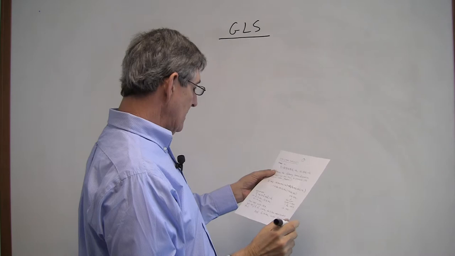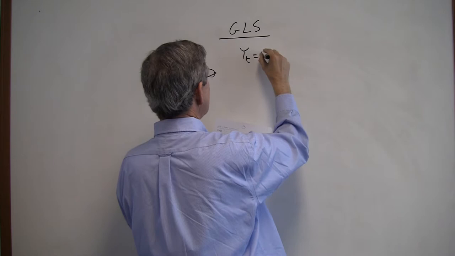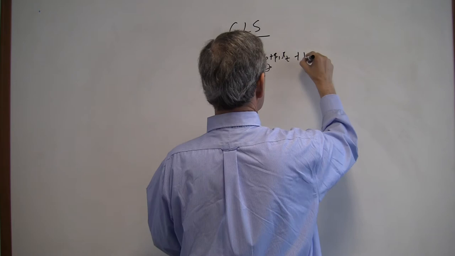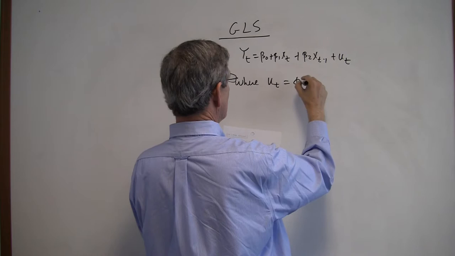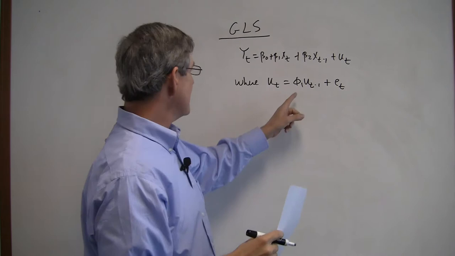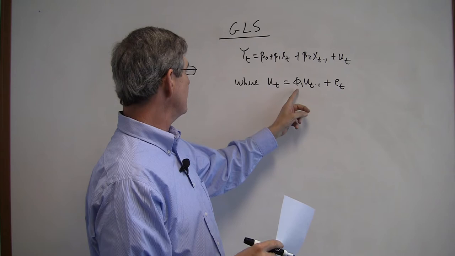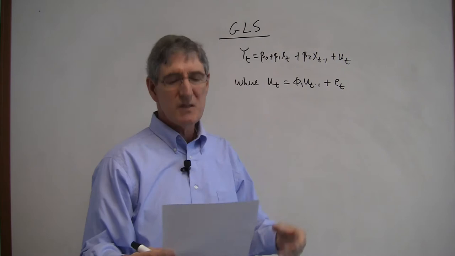So the model we want to use is yt equals beta 0 plus beta 1 xt plus beta 2 xt minus 1 plus ut, where, and we've seen this before, ut is phi 1 ut minus 1 plus et. This is often called rho. I think when I did the example empirical program, the do file for this, I used rho instead of phi. So just be aware of that. Rho and phi are the same thing.